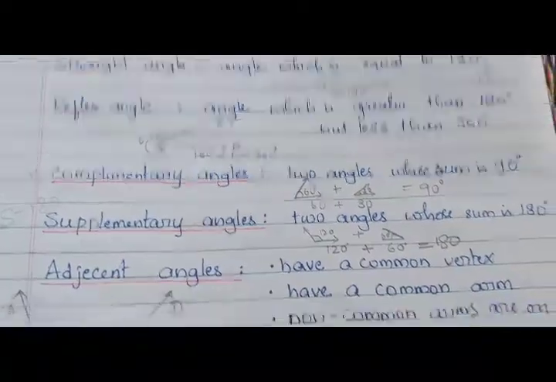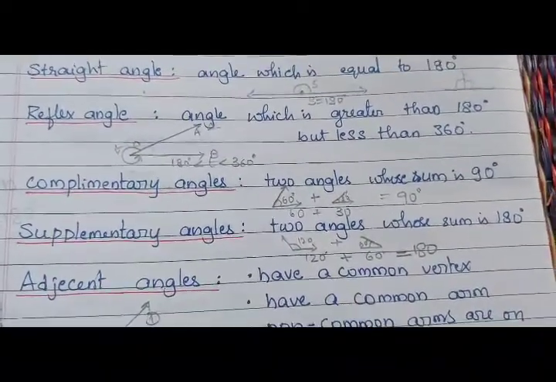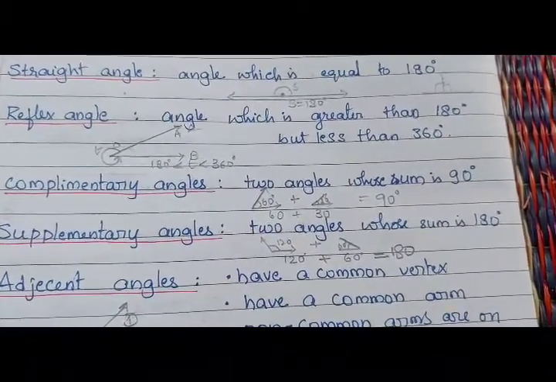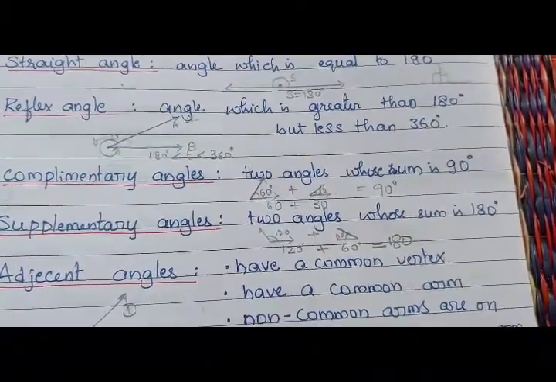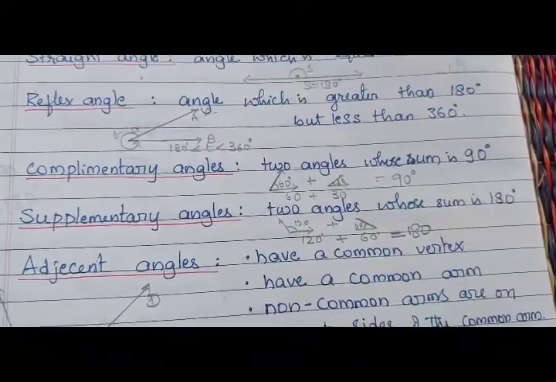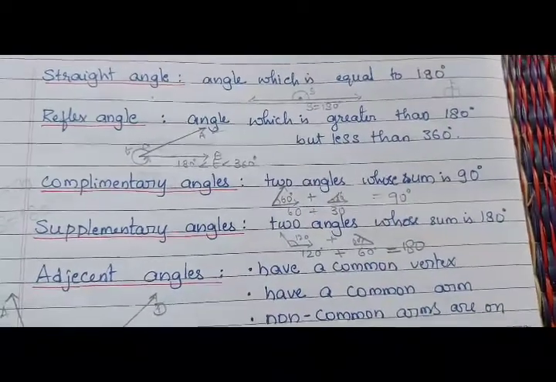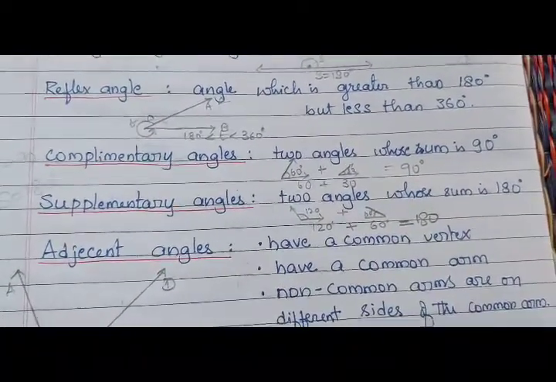Complementary angles and supplementary angles. Complementary: if the sum of two angles is equal to 90 degrees, then they are complementary angles. If the sum of two angles is 180 degrees, then they are supplementary angles.